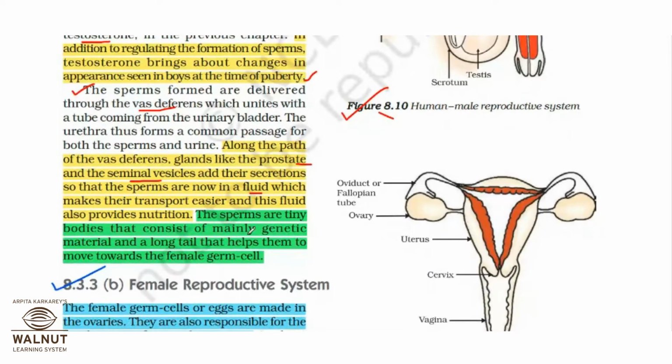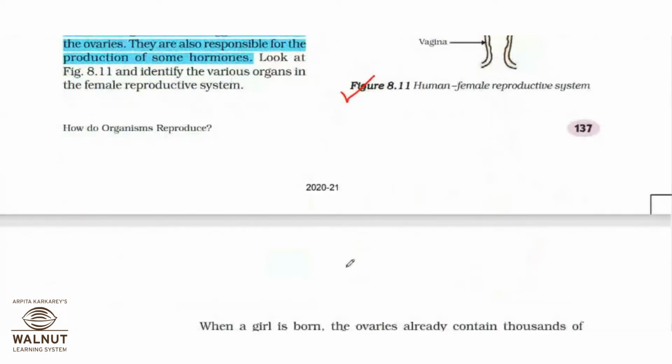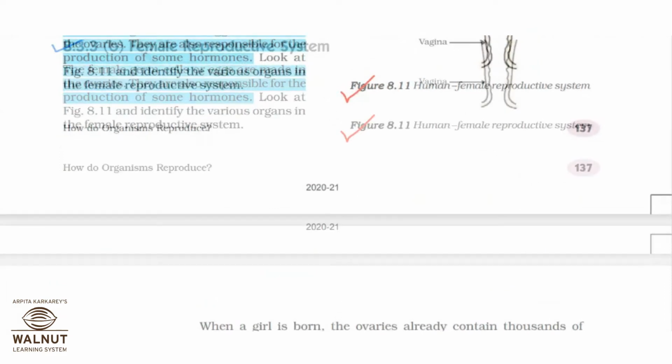Wait. So it is written that it contains mainly the genetic material. Means what? Your X and Y chromosomes. Yes? In males, it is always X and Y chromosomes. Clear? Till now, is it clear? So these are the direct things which you have already read, students. Nothing new. Yes?